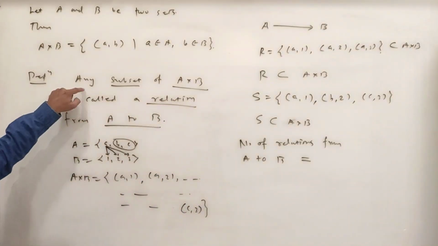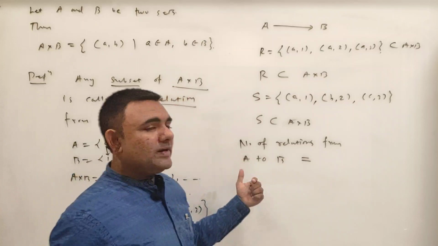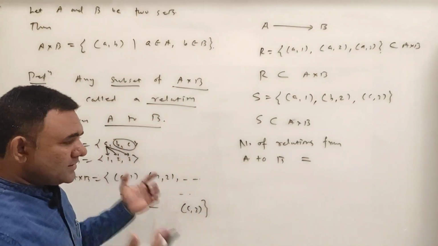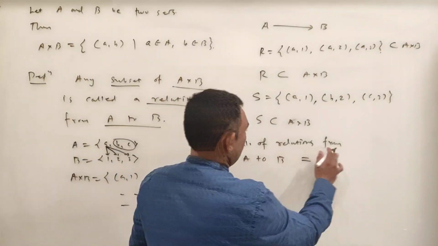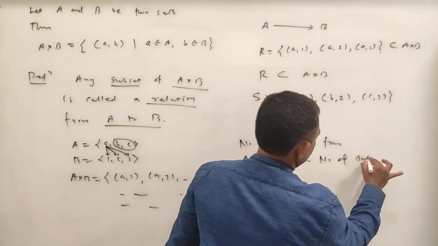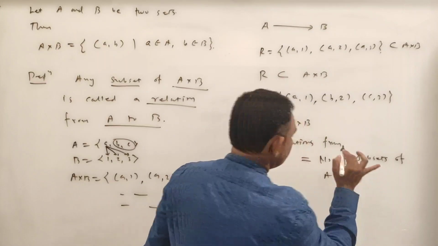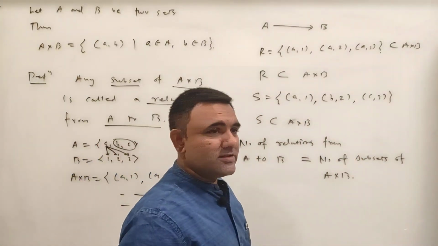So what is the definition of relation? You consider any subset of A cross B, then it will be a relation from A to B. So how many relations? As many relations as many subsets you have. So number of relations from A to B is equal to number of subsets of A cross B. A cross B के जितने सबसेट्स आपको मिलेंगे उतने आपको रिलेशंस मिलेंगे.